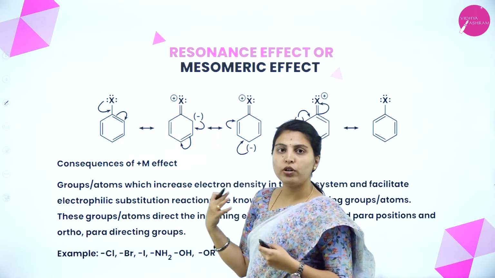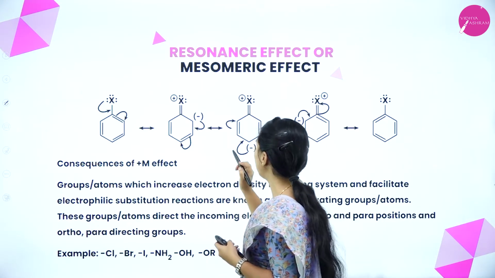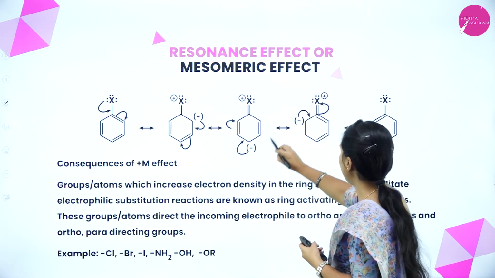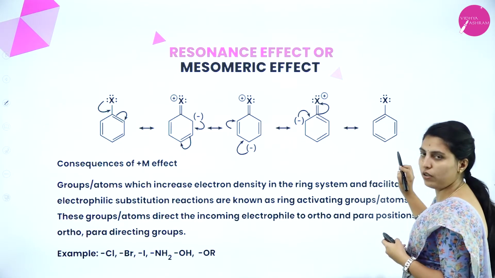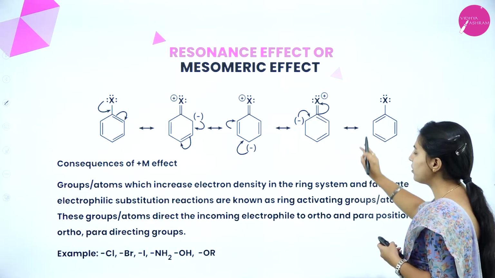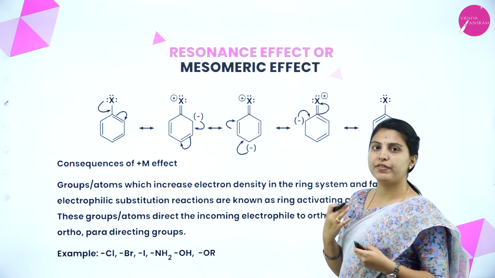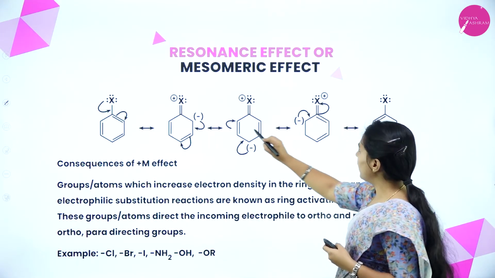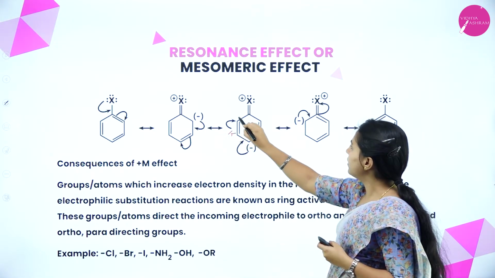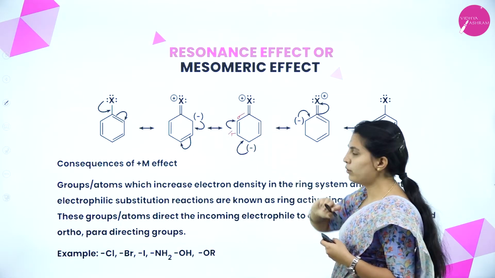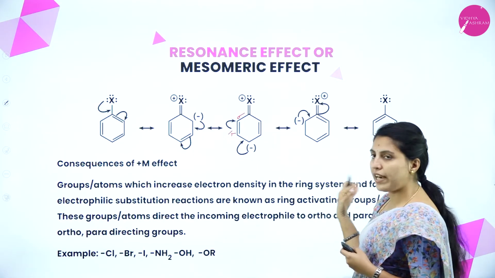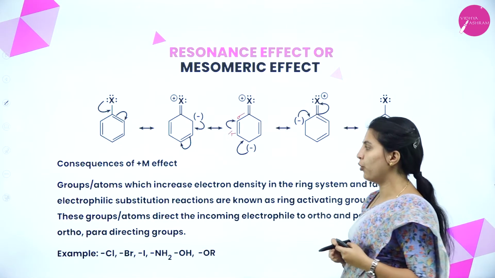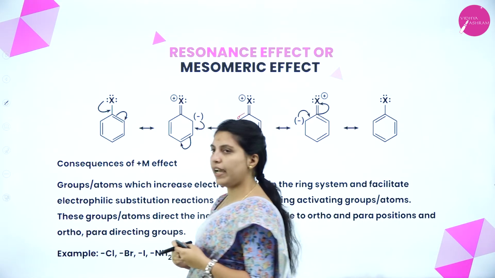Means the more electron rich is present, automatically a cyclic nature will take place. A rotation of bonds to adjacent sigma bonds will take place. See here, this is pi, this is sigma. It is going to be converted or transferred into a sigma bond, as a consequence of plus M effect.